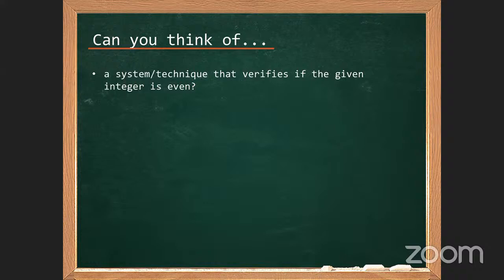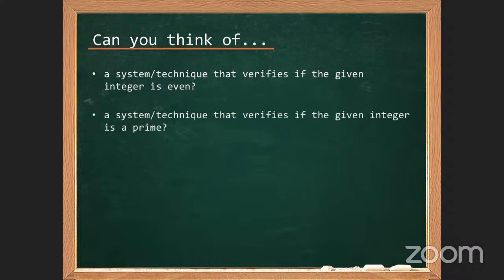You take the number 20, then immediately you divide by 2. If you get remainder 0, then you are sure it's even. Suppose I give the number 7. You divide by 2, you don't get remainder 0, and so I decide it's not even. So there's a method that verifies if a number given is even or odd.